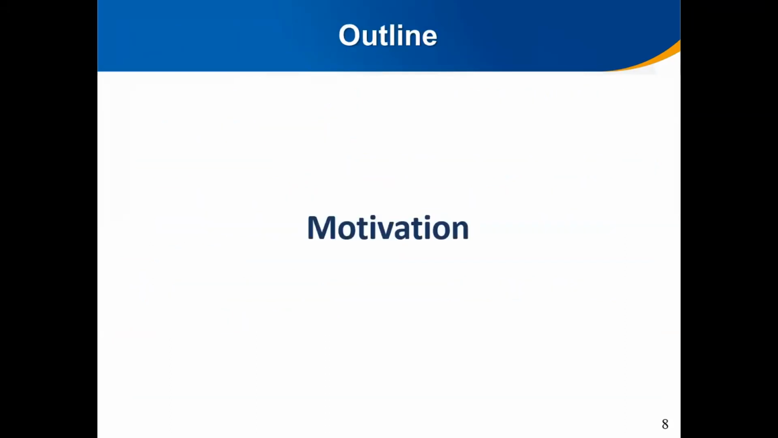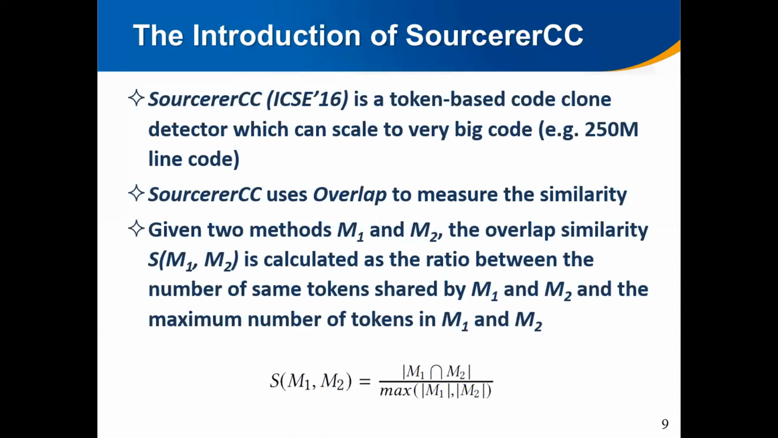We first introduce the motivation of our paper. SourcererCC is a token-based clone detector which can scale to very big code. It uses overlap to measure the similarity. For instance, given 2 methods M1 and M2, the overlap similarity is calculated as the ratio between the number of same tokens shared by M1 and M2 and the maximum number of tokens in M1 and M2.